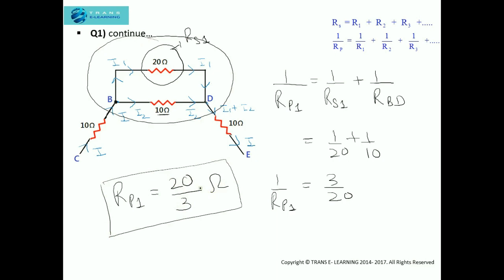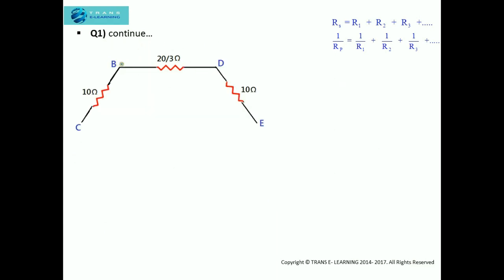Now let's see how the circuit will look. The circuit will look like this. Now all the junctions are gone. If the current I enters from C, it will travel through the 10 ohm and reach the point B. There is no junction, so the current will not divide. The same current I will flow through the 20 by 3 ohm resistor and reach the point D, and the same current I will flow through the 10 ohm resistor and leave the circuit from E. As the same current flows through the 10 ohm, 20 by 3 ohm and 10 ohm resistors, these three are in series combination with each other and we will just add them.